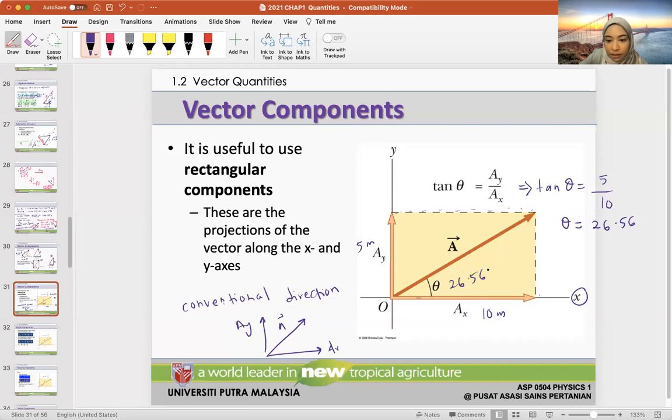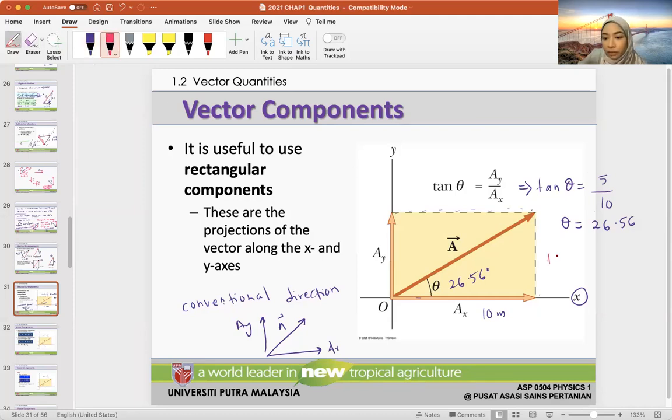So what if I knew the angle over here and I knew what AX is, which is 10? I want to know what is AY. Just now we knew AY, which is 5. What if we don't know AY but we know the angle? Would it give us the same answer?